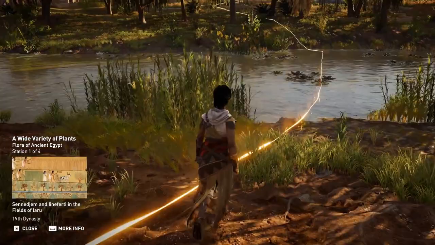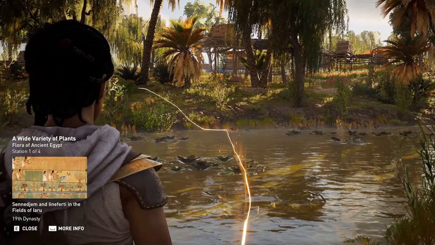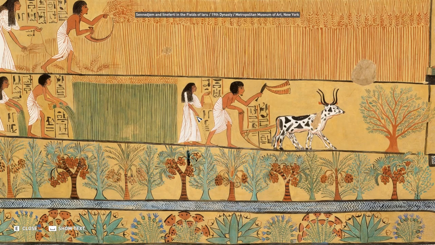The climate and unique geography of the Nile Delta offered a wide variety of plant species. Many of these plants served as sustenance for ancient Egyptians and as crops for trade. The Nile's consistent seasons allowed Egypt to sustain itself for centuries.